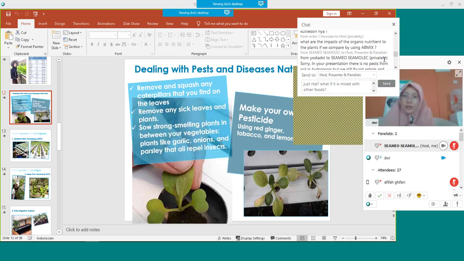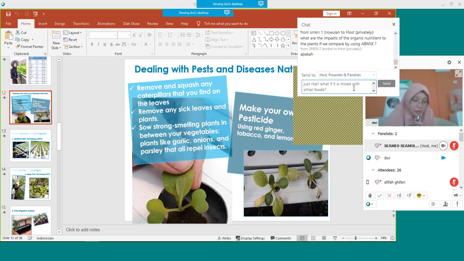From SMK1 Trawulan, what are the impact of the organic nutrition to the plant if we compare by using AB mix? Actually, the plant growth is good, same as when we are using AB mix, but the dosage is different. When we are using AB mix nutrition, we can mix 5 milliliter of AB mix into 1 liter water. But in the organic nutrition that we have already made, we can use 20 milliliter of organic nutrition with 1 liter of water.